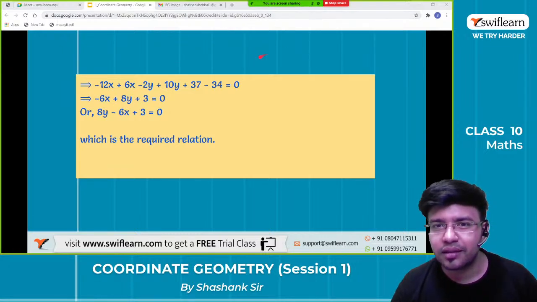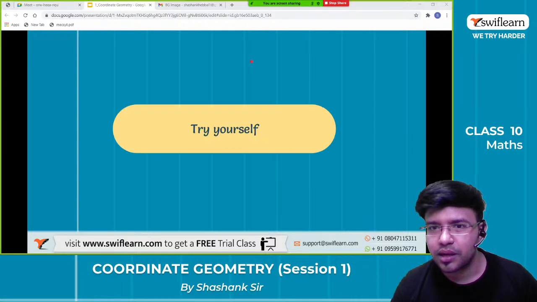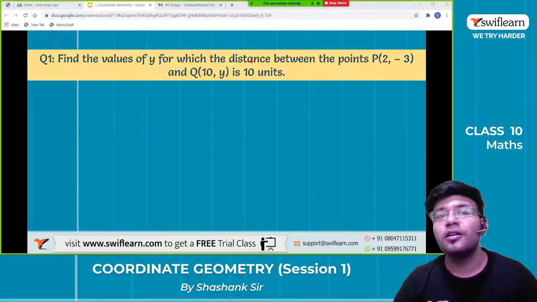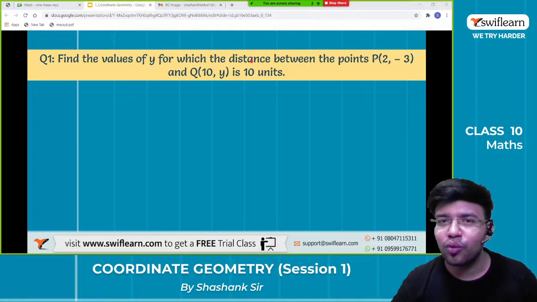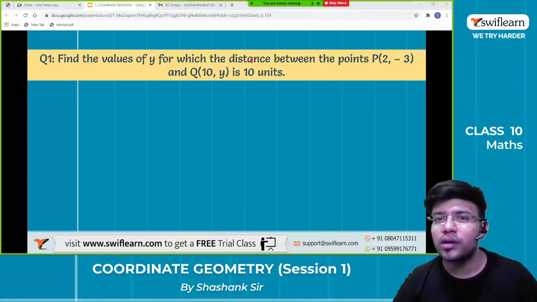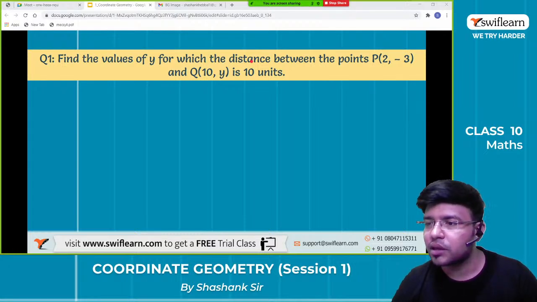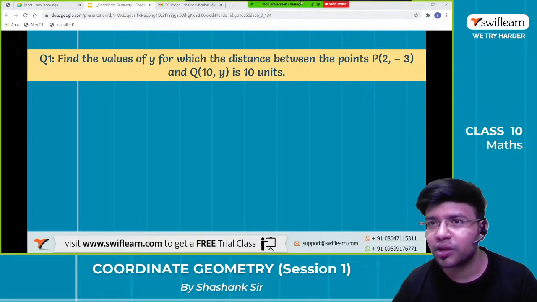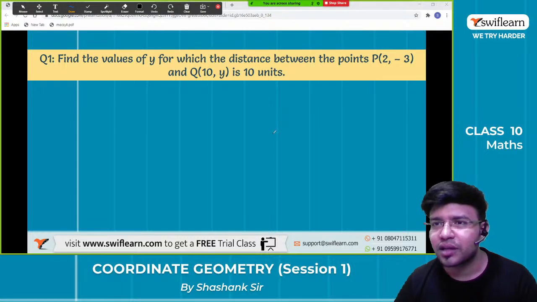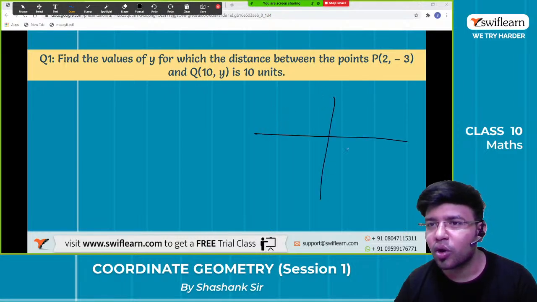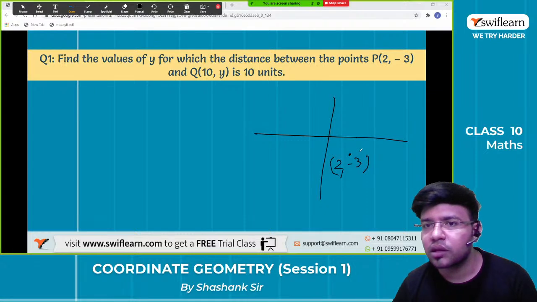Okay, let us take the next problem. Okay, let us try this. Find the value of y for which the distance between point P and point Q is 10 units. Okay, so what is the question asked? What have they asked here? Santosh, if you are there, what have they asked? There is a point P on the coordinate axis at 2 comma minus 3 somewhere here. Okay, and another point is 10 comma y.